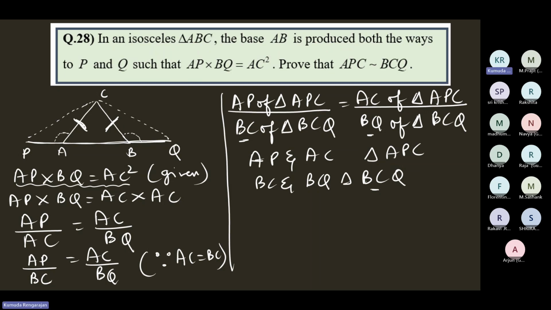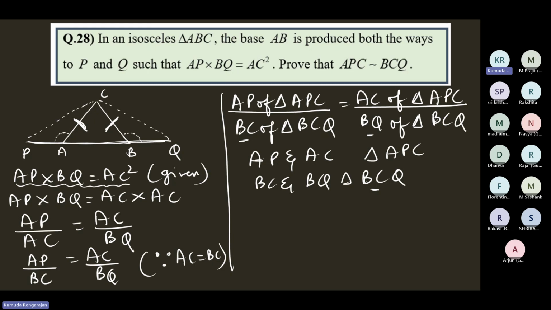If you can show that these two angles are equal, then by SAS similarity criterion, the two triangles are similar to each other. We got the proportion easily because that was given to us in the question itself. AP into BQ is equal to AC square. Now this proportion includes the sides of the two triangles which we have to prove are similar. So we have no choice but to use SAS.